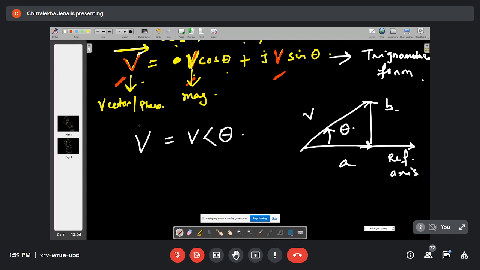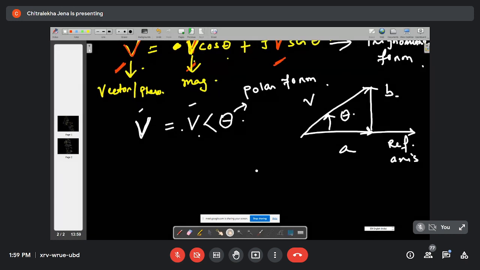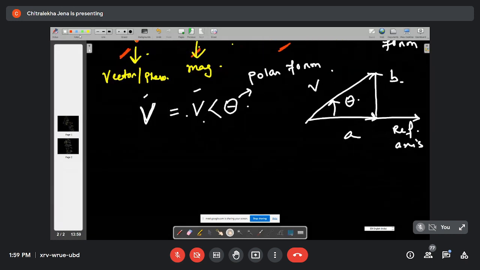Understood? What is the difference between this V and this V? Yes, ma'am. This is my vector V, and that is the magnitude V, right? This form of notation is called polar form.